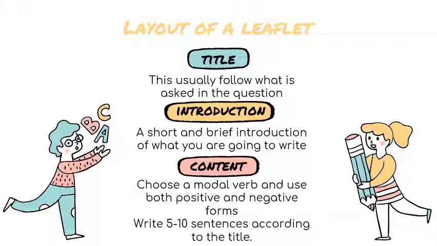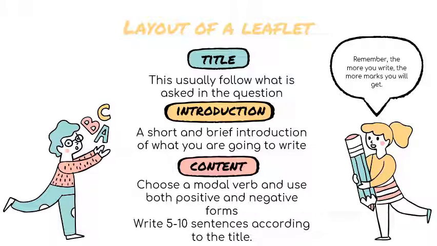Also, for each positive, the do's and the don'ts, you have to write at least 5 to 10 sentences according to the title that is given to you. But also remember that the more you write the more marks you will get. But of course, it has to make sense and it has to relate to your questions. So let's look at the example of a leaflet.